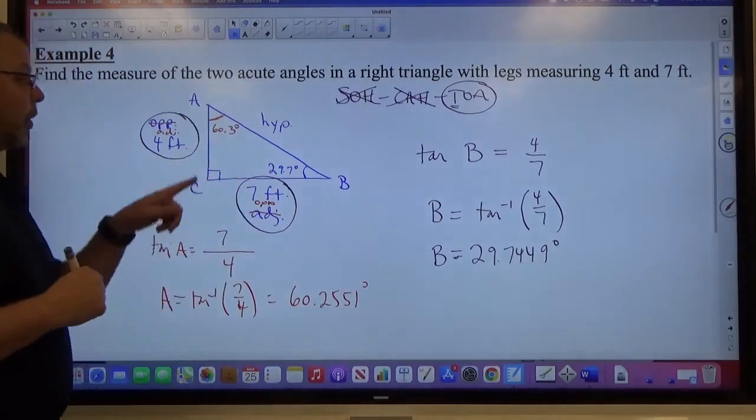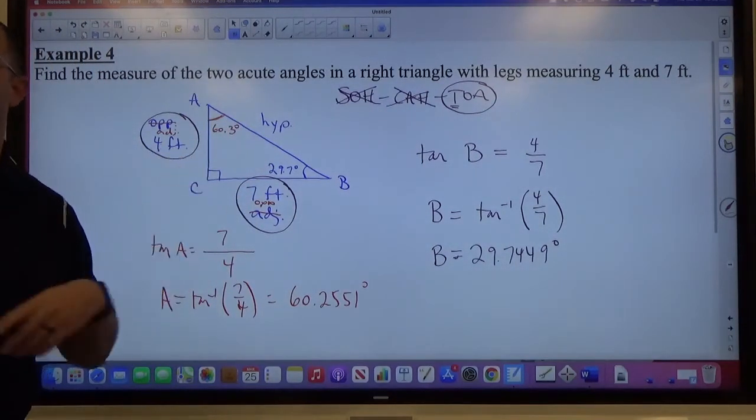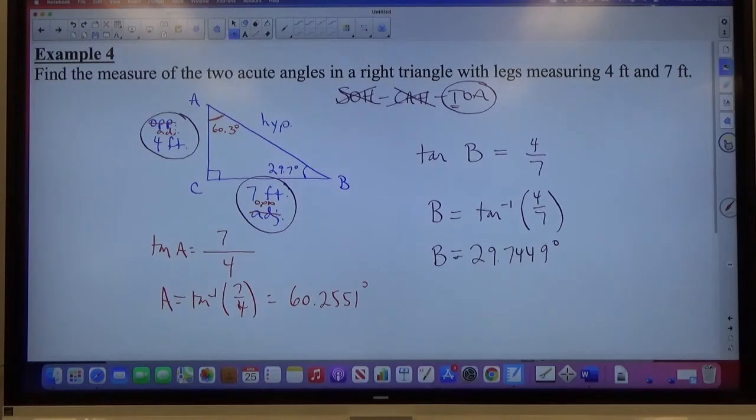Which is equivalent to doing 180 minus these two as well, right? So personally, if this were me, I would probably do the 180 minus the other two once I knew two, right? But again, if you're wanting to practice the trigonometry part of it, you can always practice the trigonometry part of it.